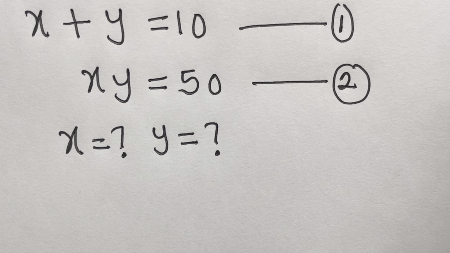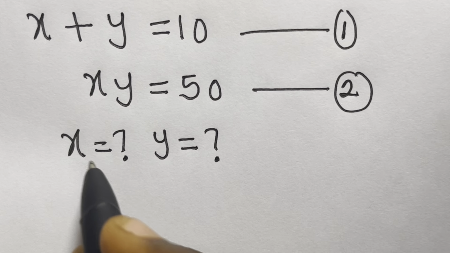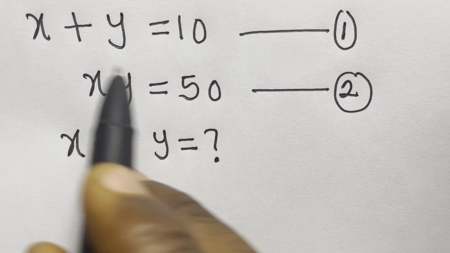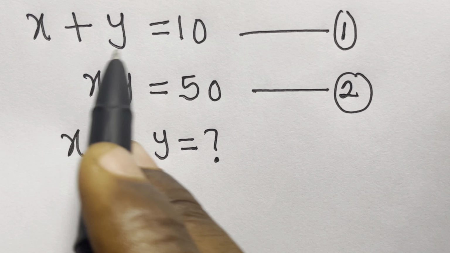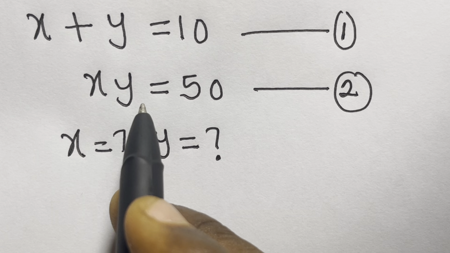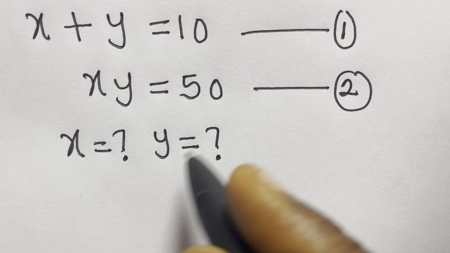Hi, welcome to mathematics. In this video, we want to solve for x and y in this simultaneous equation, that is x plus y equals 10 and xy equals 50. Let's see the solution.